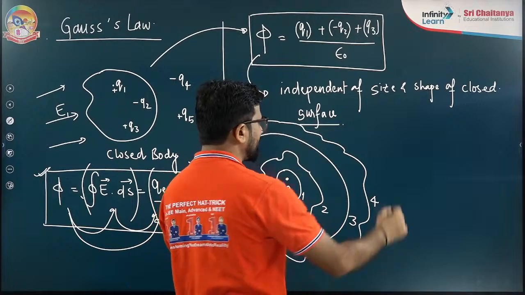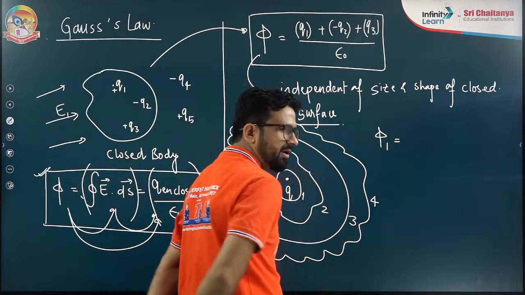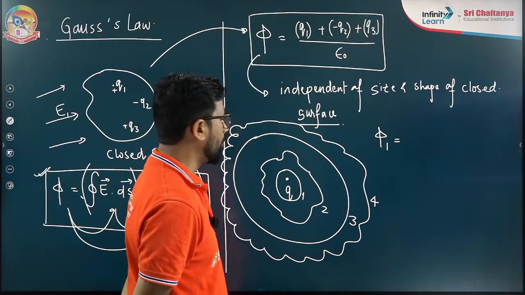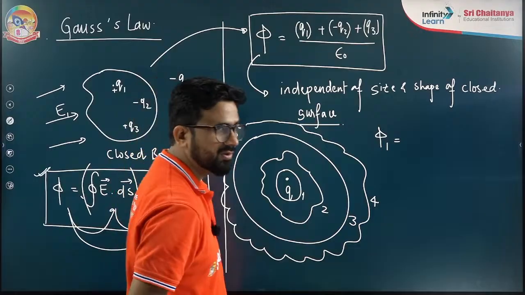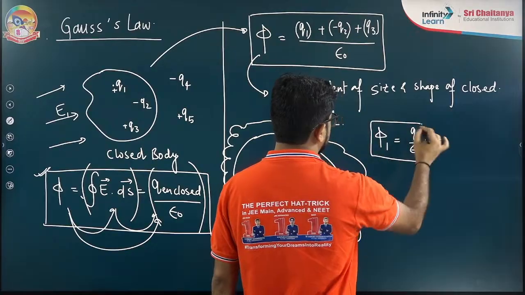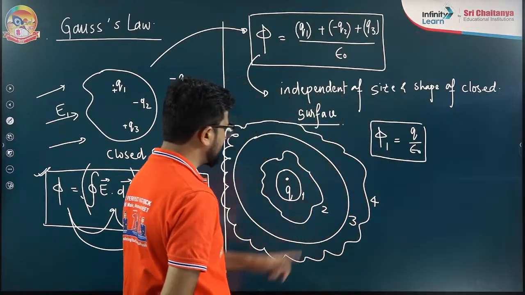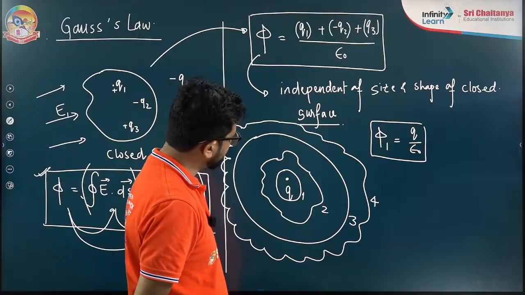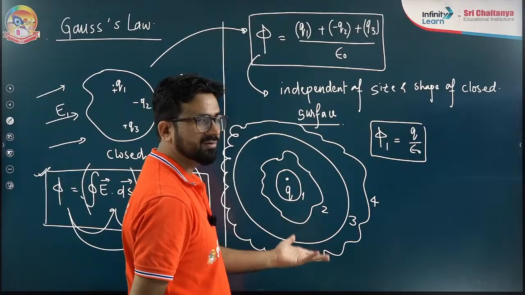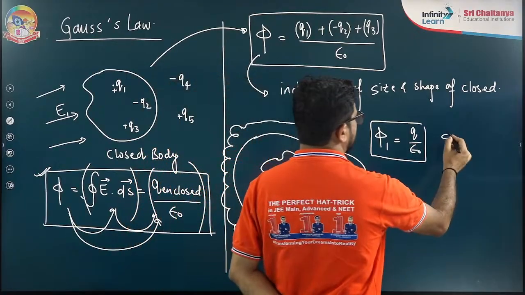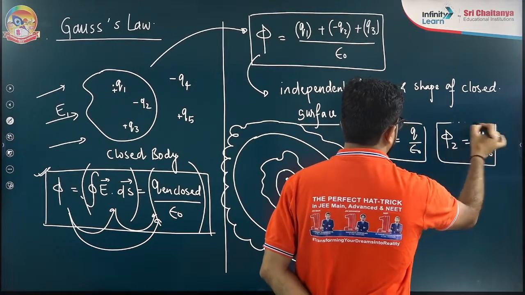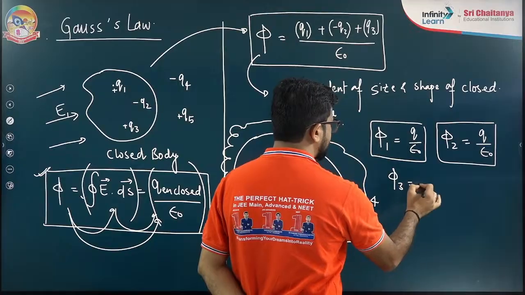So you will say, sir, flux due to surface 1. Please check. So surface 1 is there. What is the charge inside? Q. What is the total flux you want to write? Directly you will say Q by epsilon. Similarly, if I ask you what is due to surface 2, how much charge is there? Q. So again, what is the flux? Again, you will say Q by epsilon. So surface 2 also flux is Q by epsilon. You can write it.